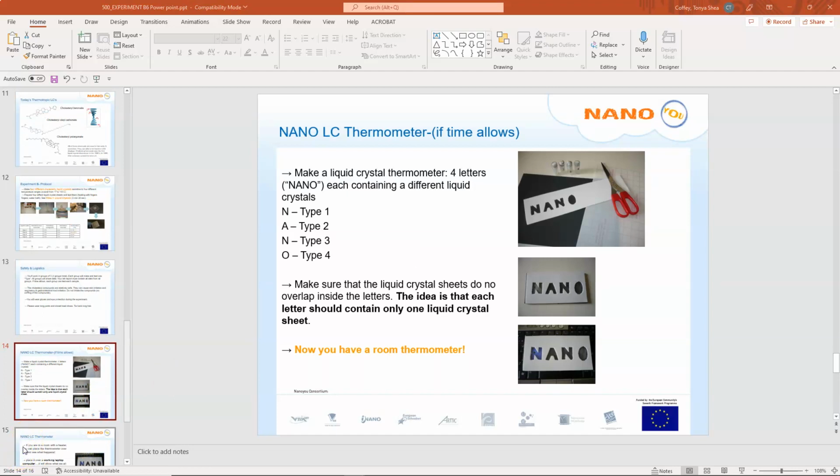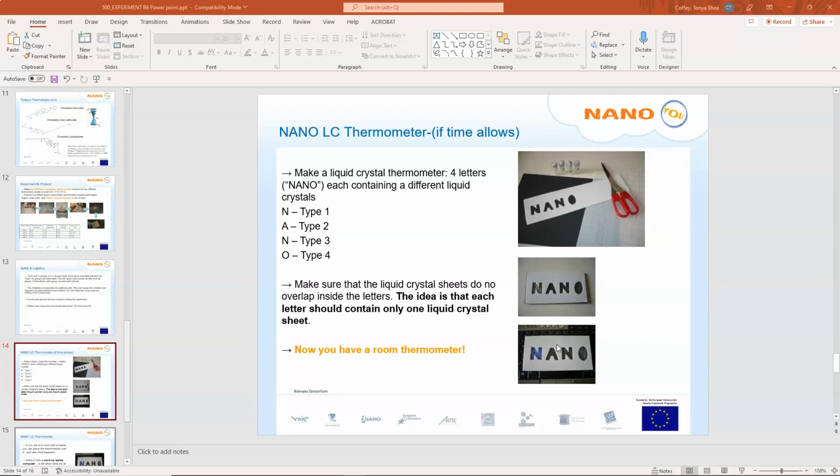If we end up having time, we might even be able to do this little activity here at the end, which is kind of fun. So you can make a room thermometer out of it. What you can do is cut different letters, nano, out of the types 1, 2, 3, and 4, and then kind of mount that in between some layers here of poster board, and then mount it up, and then you can take it kind of safely around and lay it on different things and watch it change colors.